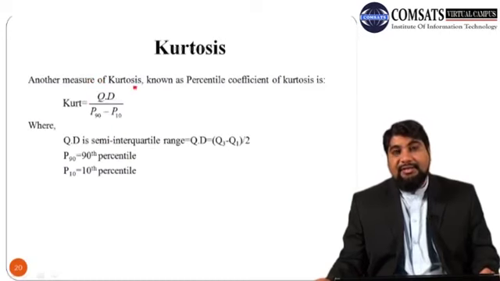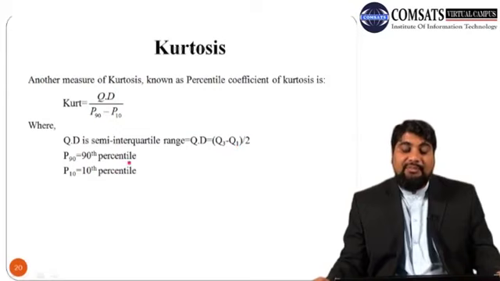Another measure of kurtosis is known as the percentile coefficient of kurtosis. It is defined as kurt equal to QD divided by P90 minus P10, where QD is the semi-interquartile range, also called quartile deviation, and it is equal to Q3 minus Q1 whole divided by 2, and P90 is the 90th percentile, P10 is the 10th percentile. So for any given data set, we can calculate Q3, Q1, P90, P10, and we can calculate this kurtosis using this result. So this is all about kurtosis.